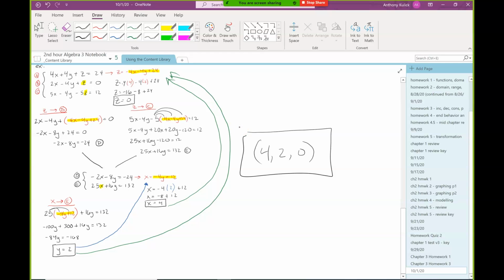Always written in alphabetical order, so X, then Y, then Z. Regardless of what the names of your variables are, we'll write those variable answers in alphabetical order. So if the variables were A, B, C, you'd write the answer to A, then the answer to B, then the answer to C. Or if they were L, M, N, you'd write them in the order L, then M, then N. Regardless of what the variable names are. Alphabetical order.